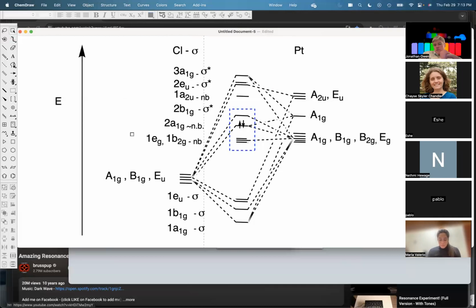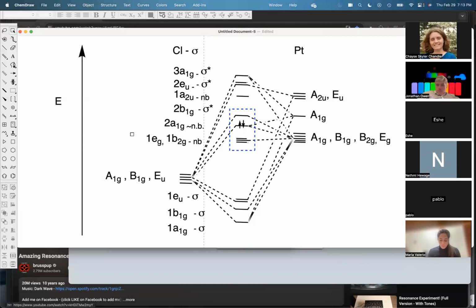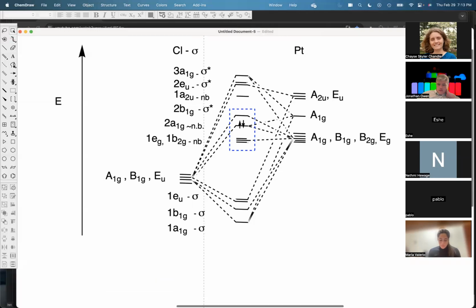Those are what we would call the d orbitals on platinum. Okay. So, yeah, go ahead, Chase. Sorry, my math might be wrong, but I can only count like 16 electrons. And did you say there was 18? There's 16. There's 16.